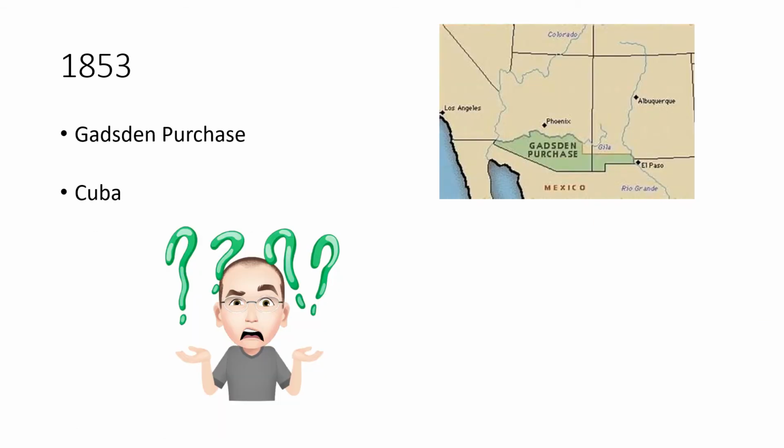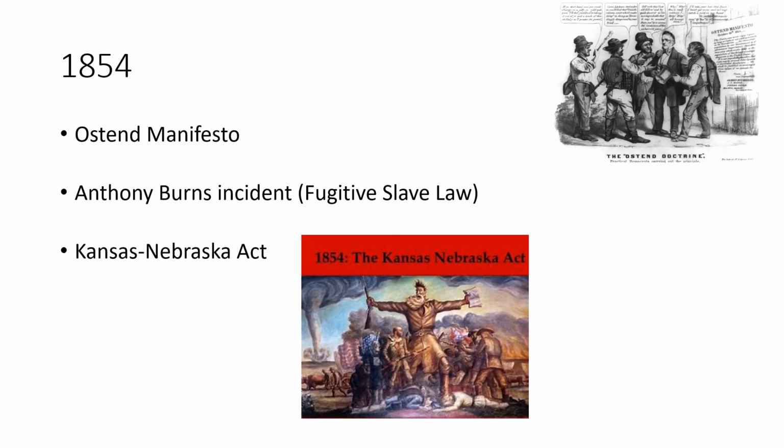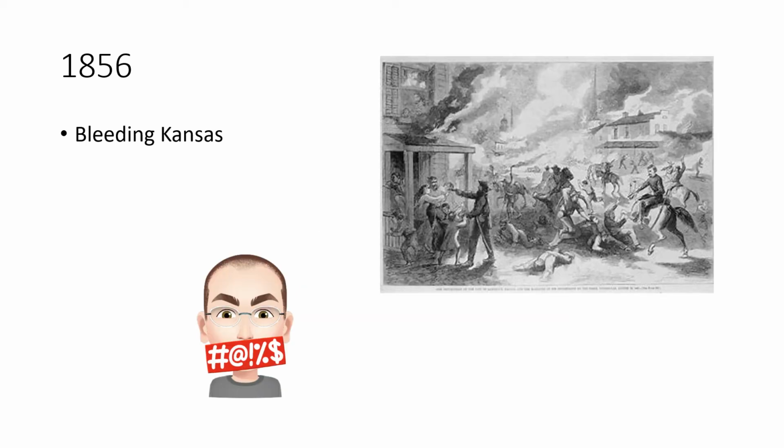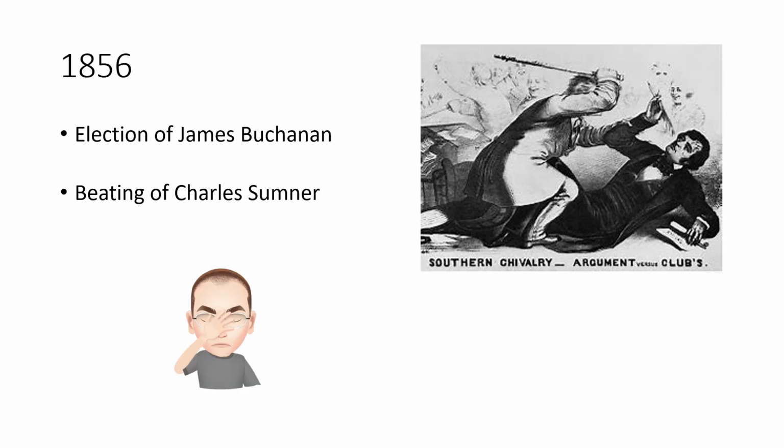In 1853, we've got the Gadsden Purchase and events relating to Cuba. And then going into 1854, we've got the Ostend Manifesto. We've also got the Anthony Burns incident, which is actually relevant to the Fugitive Slave Law, and we very famously have the Kansas-Nebraska Act. In 1856, there's Bleeding Kansas. This isn't on the pre-release, but it is worth knowing where it sits chronologically. Also in 1856, we've got the election of James Buchanan, and the beating of Charles Sumner by Preston Brooks.